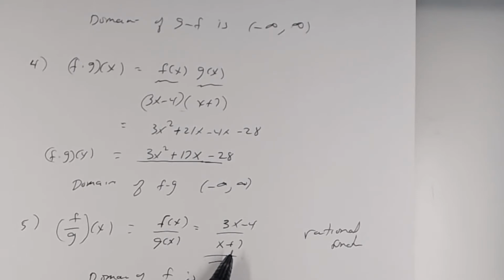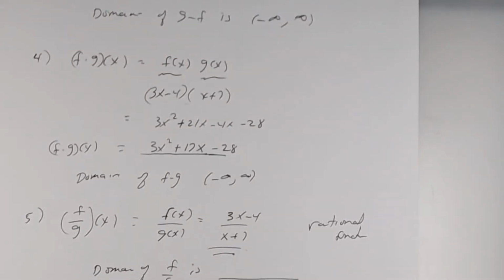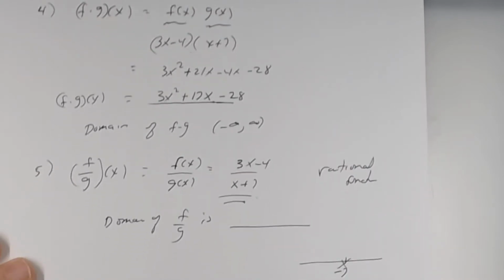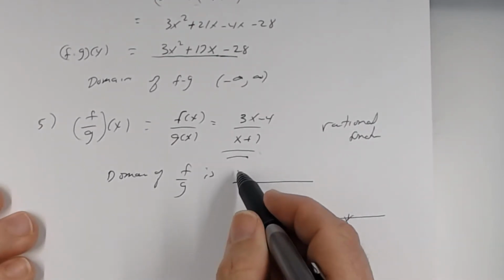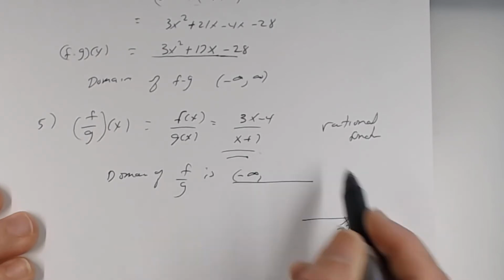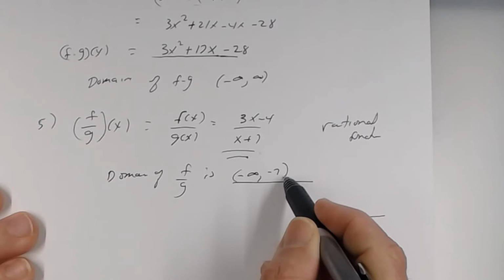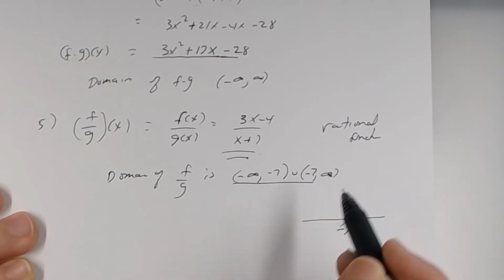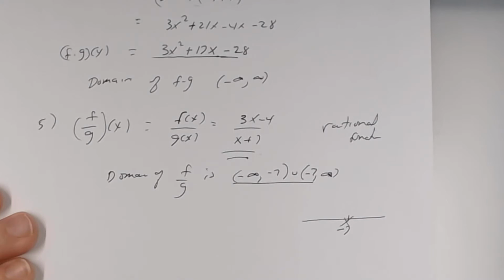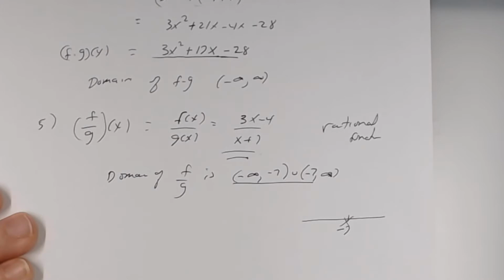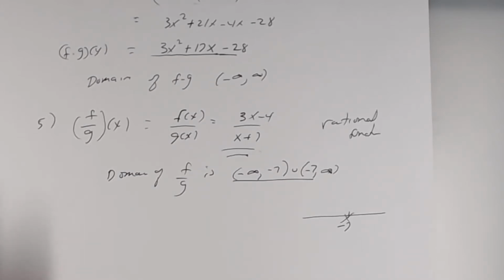Negative 7. X can't be negative 7. So you put negative 7 on the number line, cross it out. And so what's the domain? Negative infinity to negative 7 with parentheses, union negative 7 to infinity. Okay? See, now you ended up with a rational function. So you got to be careful.